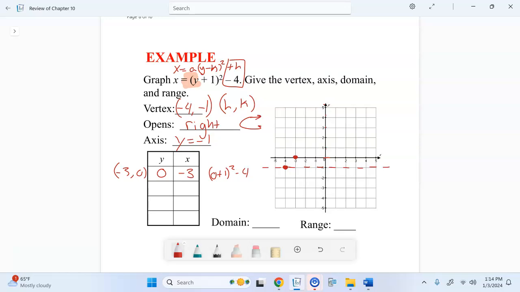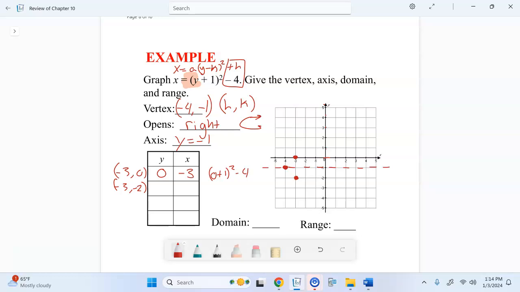Now looking at that, we can get some symmetry. So on the other side of the line, what's another point that is symmetrical to the one we already have? Negative 3, negative 2. We can get this right here. Negative 3. And we don't have to plug that in to solve it. We can just use that symmetry to get a third point.